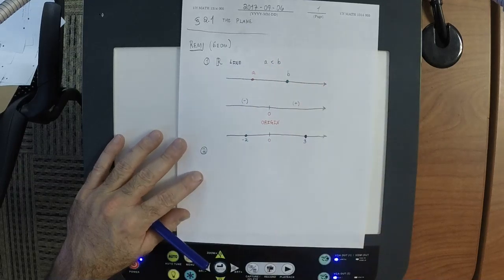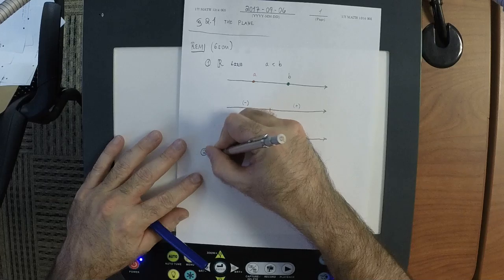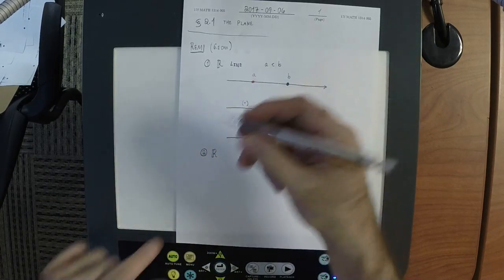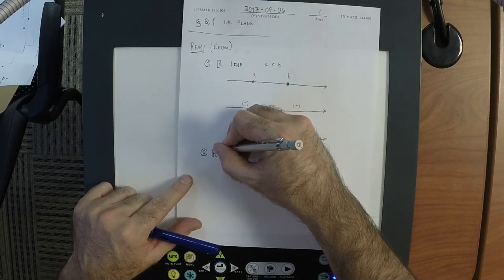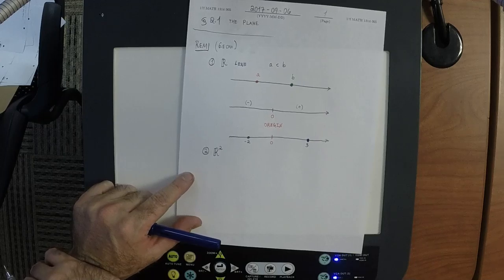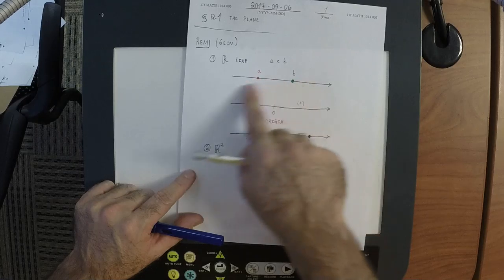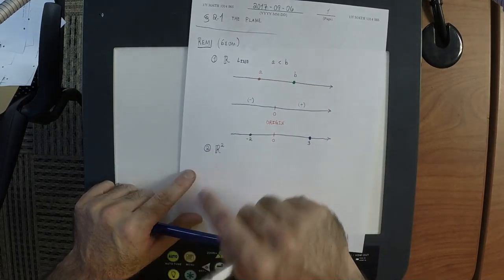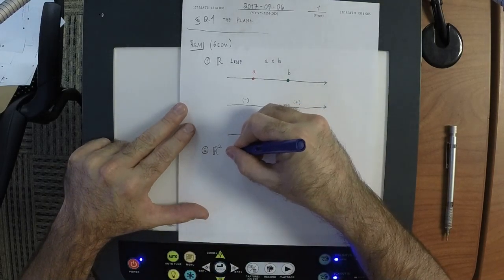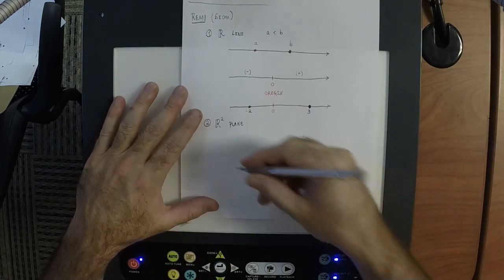The way you denote a plane is still with an R, except now you write it squared. That's interpreted to mean that there are two numbers we're dealing with. On the line, one number is enough to say where you are. In this situation, we need two numbers, and geometrically this is going to be a plane.